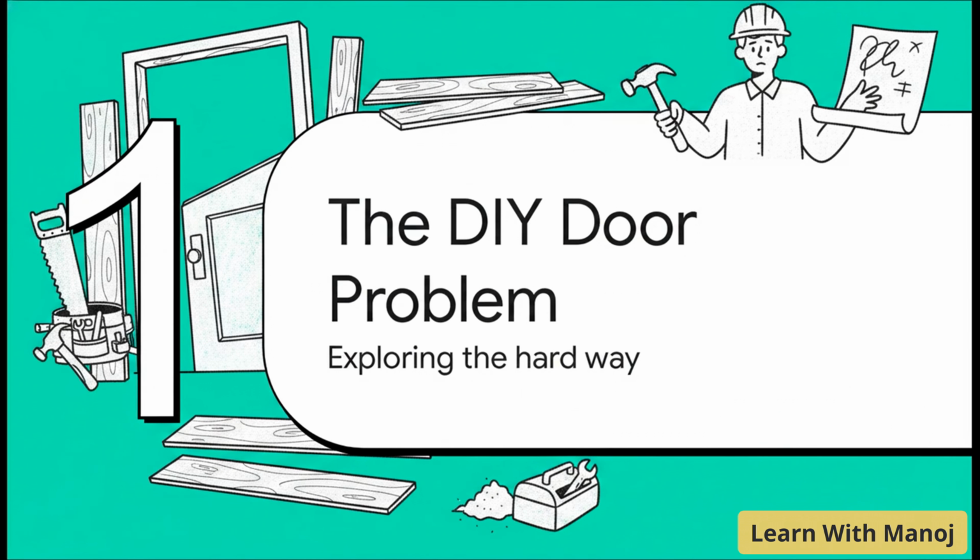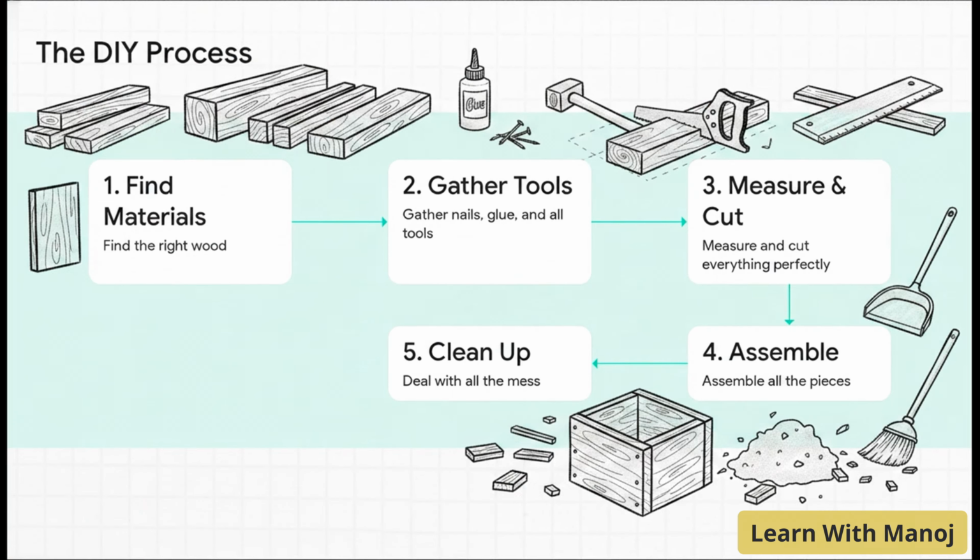Okay, so first, let's talk about the DIY route. You roll up your sleeves and decide, yep, I'm going to be the carpenter here. So what does that actually look like? Well, it's a lot, right? You've got to find just the right wood. You need to gather all the nails, the glue, the tools. Then you have to measure and cut everything perfectly. You assemble the whole thing, and then at the very end, you're left with this huge mess to clean up. It's a whole big production.